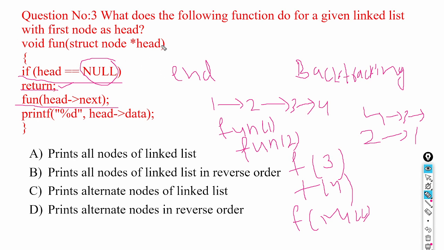You have to remember, with the recursive call return, the printing will come in reverse order. Reverse order. So, therefore, the reverse order is printing. So, the correct option is we print all nodes of linked list in a reverse order. So, what is the reverse order? 4, 3 and 2, 1. This is the correct option.